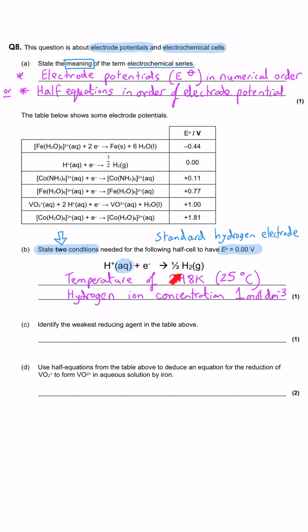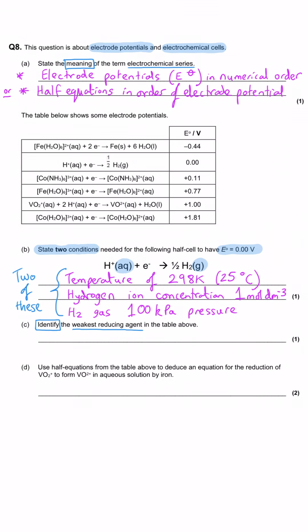And then the final condition, we've already got our 2 that we need, is for gases. And there is a gas here, so it is appropriate to say that the pressure for the hydrogen gas needs to be 100 kilopascals. The next question asks us to identify the weakest reducing agent in the table above.